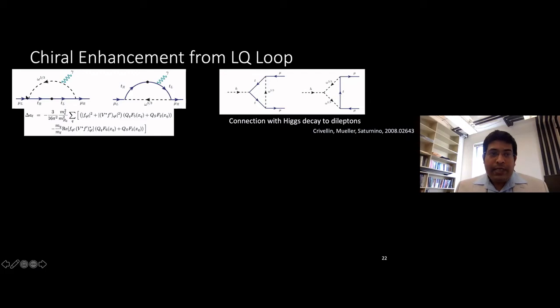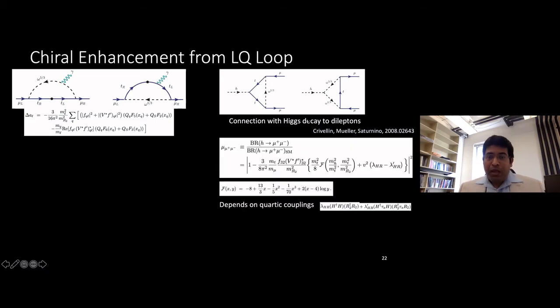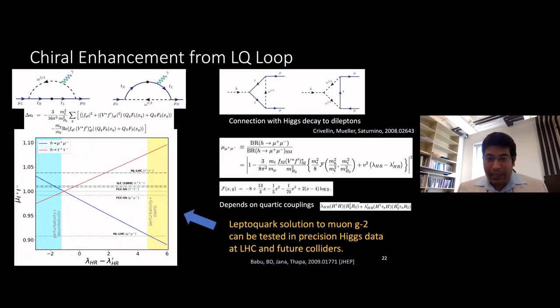The same couplings that are responsible for explaining the muon g-2 will also lead you to an additional decay mode of the Higgs to dielectrons. And then if the Higgs also has a coupling with the scalar leptoquark, then you have an additional mode as well. So you can calculate this, and of course the rate depends on the quark couplings. But you can find out the parameter space where you can explain the muon g-2, and then look for some correlation in the Higgs to mu mu or in the Higgs to tau sector.